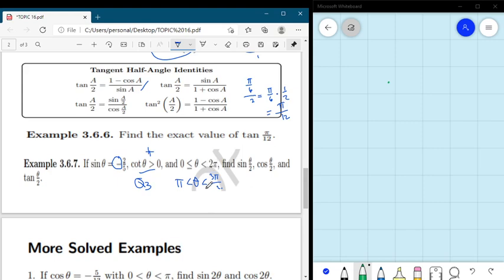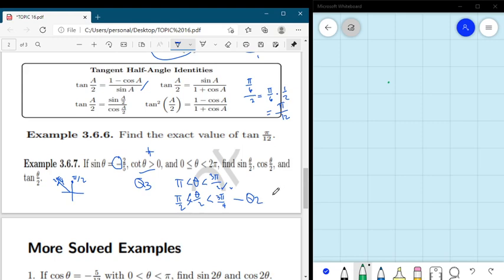Okay? And since we are looking for theta over 2, theta over 2 is greater than pi over 2, and less than 3 pi over 4. So, between the half, it's somewhere in quadrant 2. So it is found in quadrant 2.